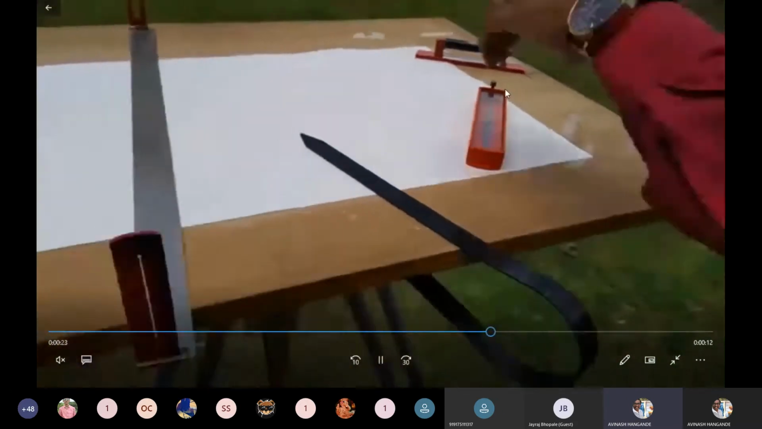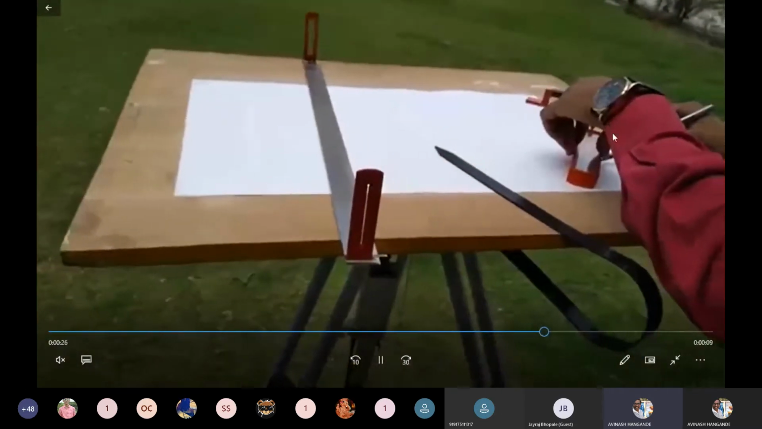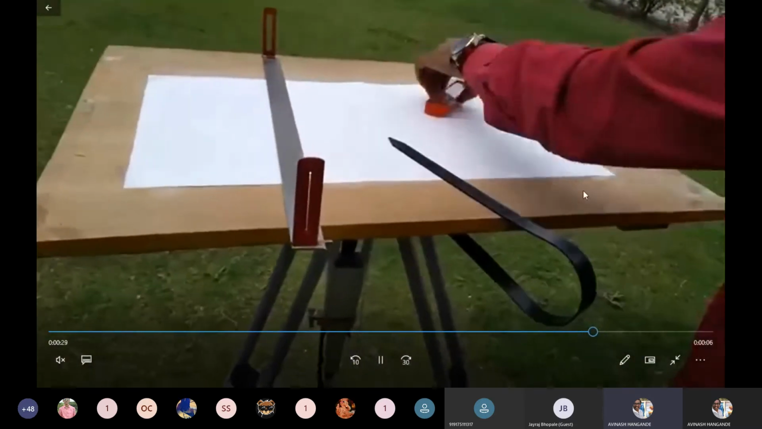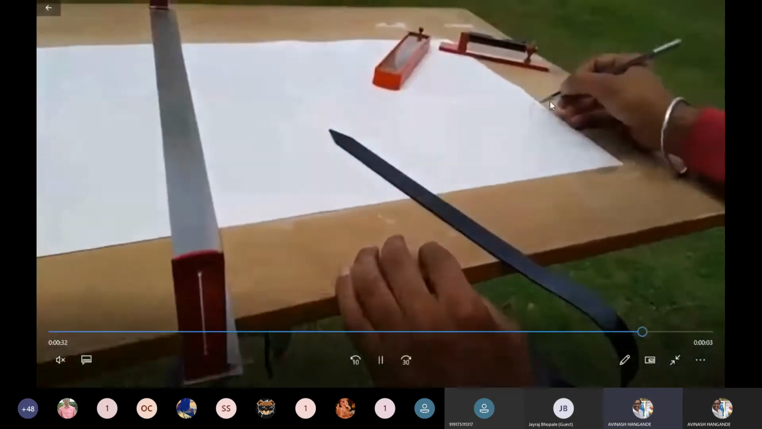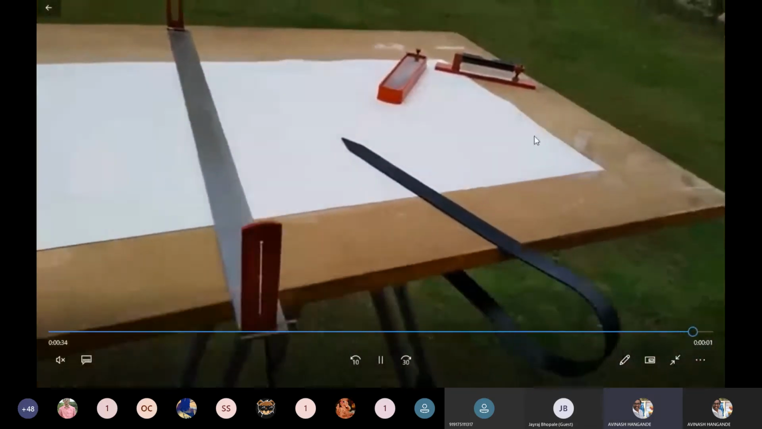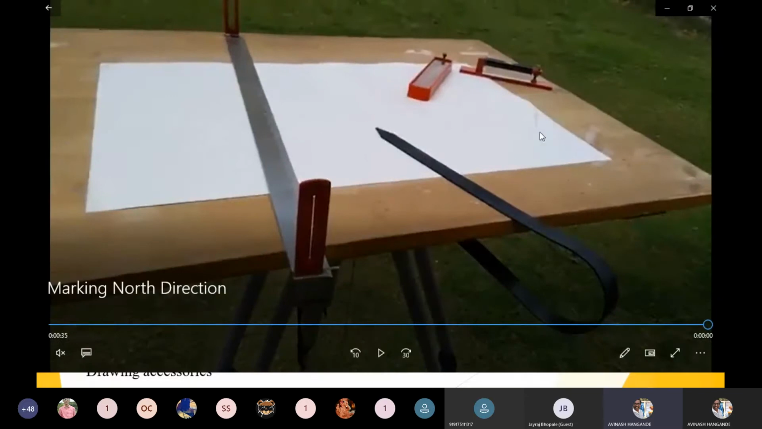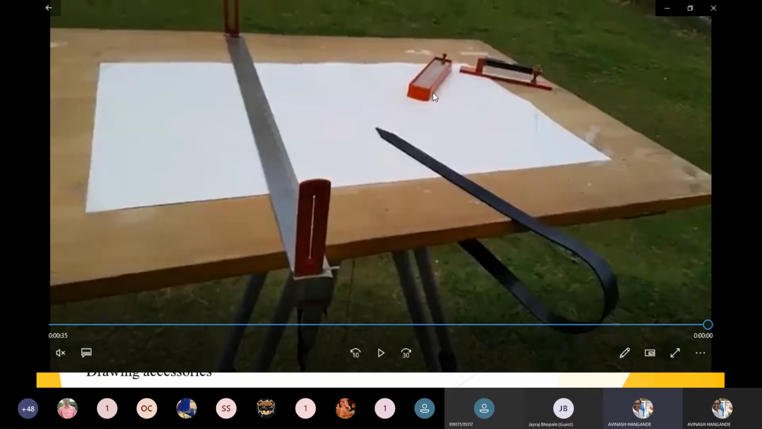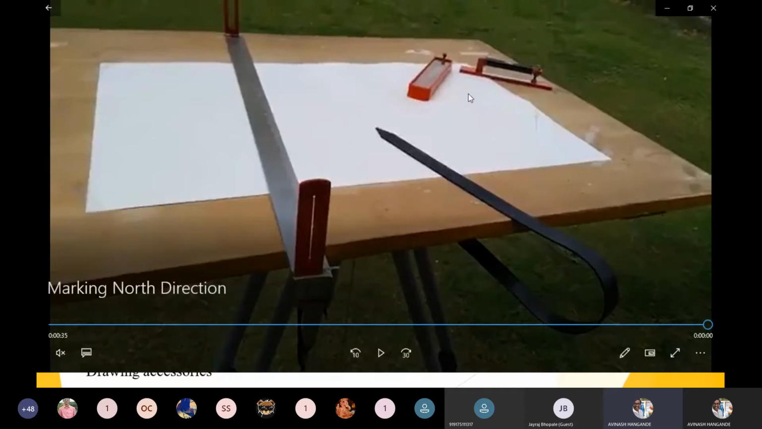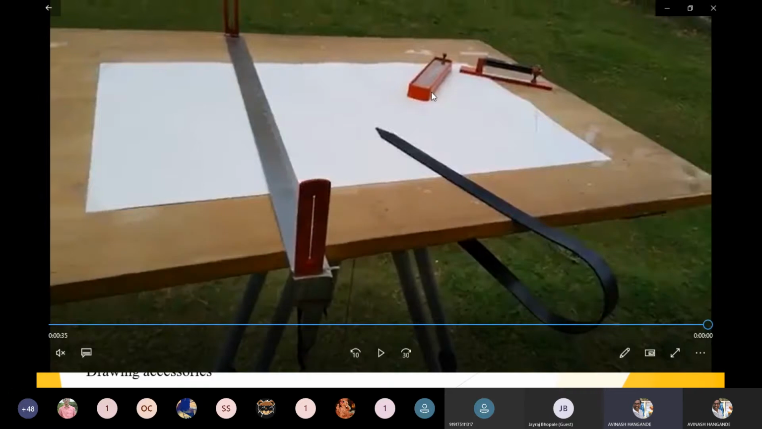And now we have to mark a line. So here we are drawing the line which represents the north direction. Here one mistake has been done. That north line should be marked here at the right hand top corner. So remember that we have to mark our north line at the right hand top corner. That is the most important thing that we have to perform before starting, at the start of our practical.